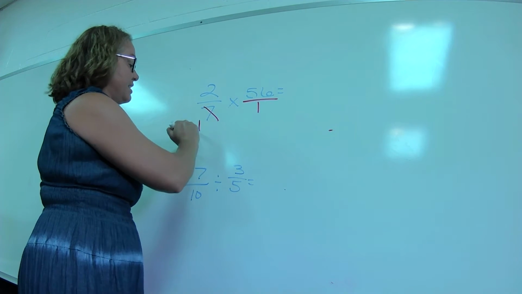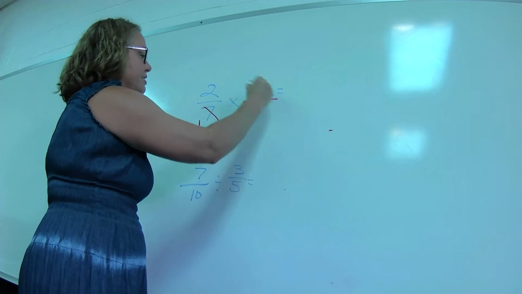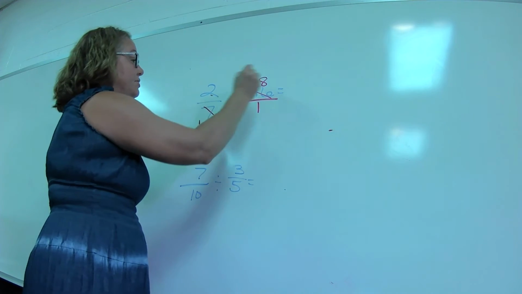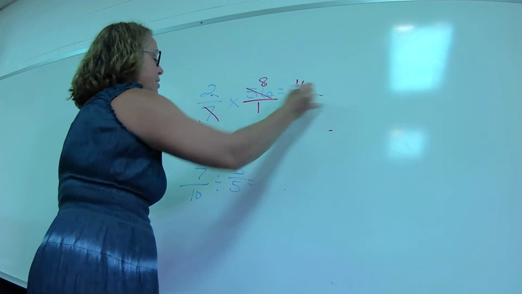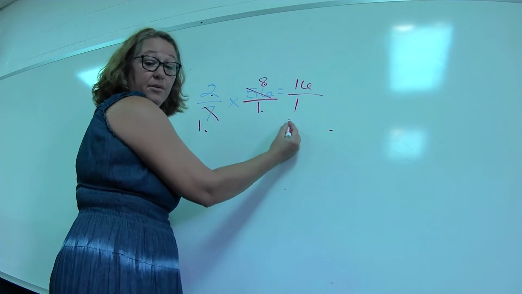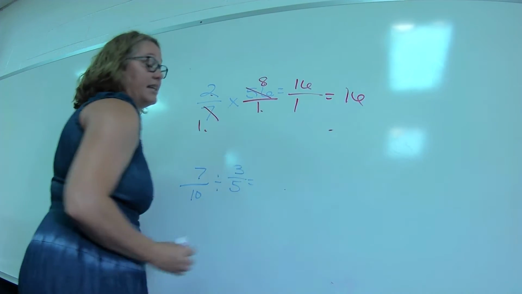So 7 goes into 7 one time. It goes into 56 8 times. Now I can do 2 times 8 gives me 16. 1 times 1 gives me 1. So 16 divided by 1 will give me 16.